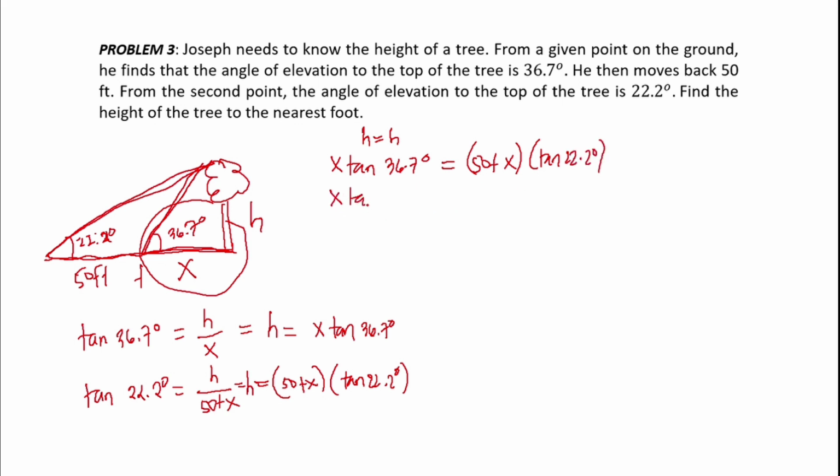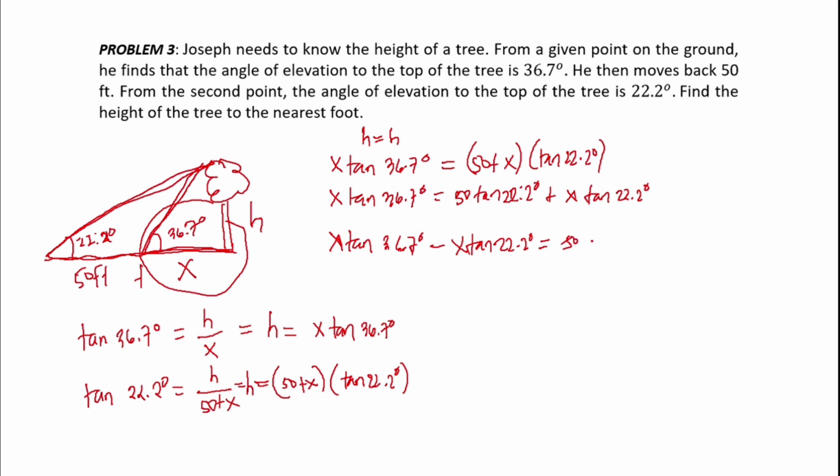So x tangent of 36.7 degrees, we're going to distribute. We have 50 tangent 22.2 degrees plus x tangent 22.2 degrees. So we have to group terms: x tangent 36.7 degrees minus x tangent 22.2 degrees is equal to 50 tangent 22.2 degrees.